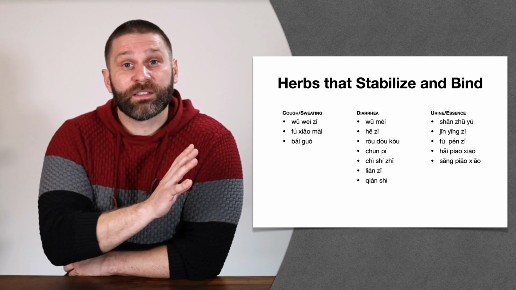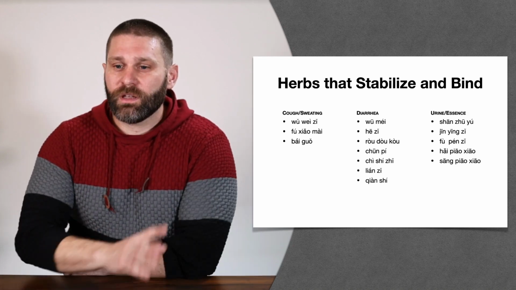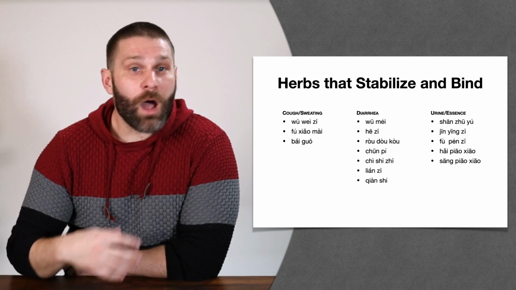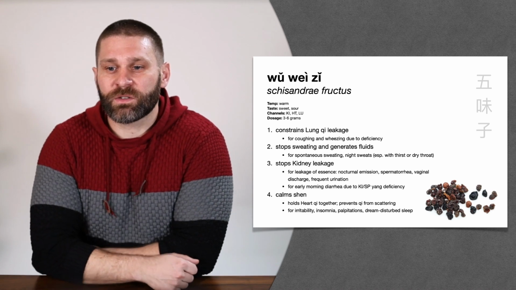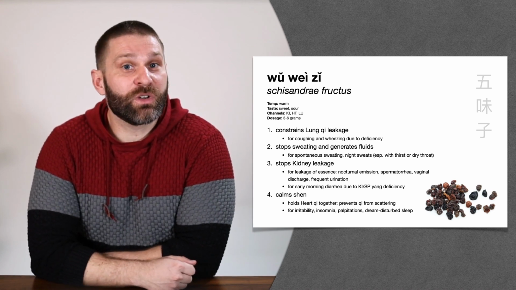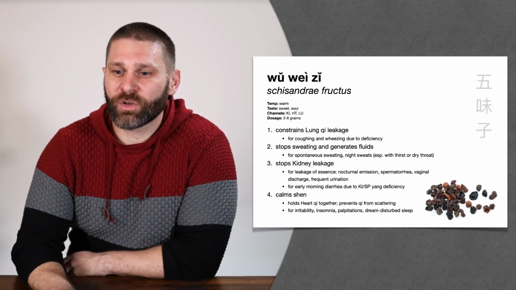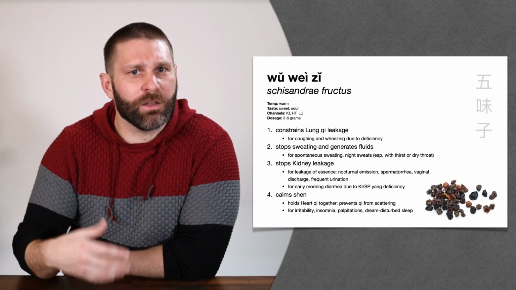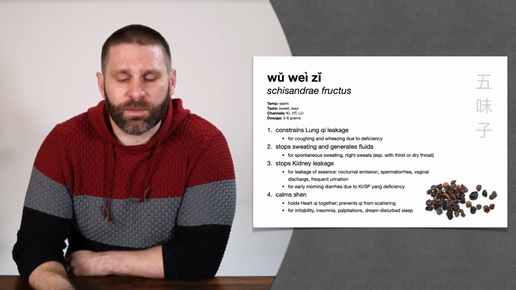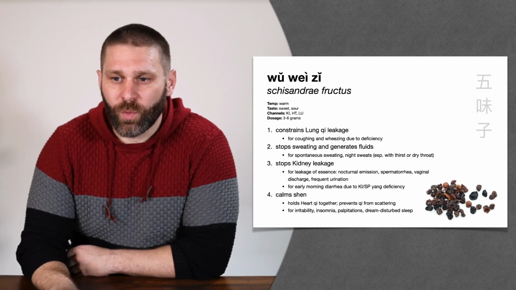So some herbs treat more than one type of leakage. But let's go ahead and start out with our upper jiao leakage of lung qi for coughing and sweating. And our first one here is Wuweizi, Schisandrae fructus. This is Schisandra berry. This has become a little bit popular in Western herbalism as well, so maybe you're familiar with this, but in Chinese it's called Wuweizi.